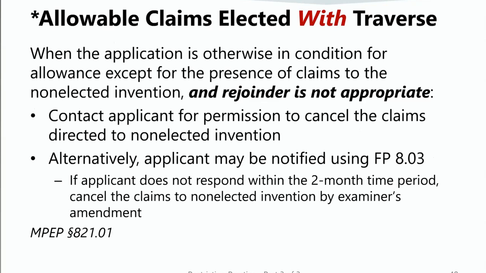If an application is in condition for allowance except for pending non-elected claims, first decide if rejoinder is appropriate. Rejoinder will be discussed in upcoming slides. If rejoinder is not appropriate and the election was made with traverse, contact the applicant for permission to cancel the claims directed to the non-elected invention. In any event, whether rejoining or canceling claims, it is helpful to notify applicant by phone regarding the status of the non-elected claims.